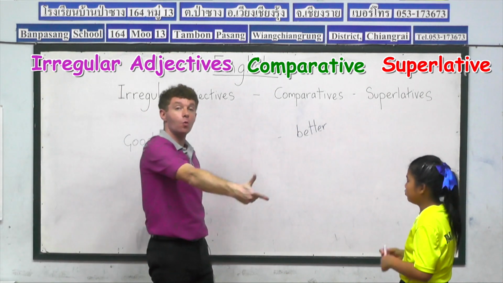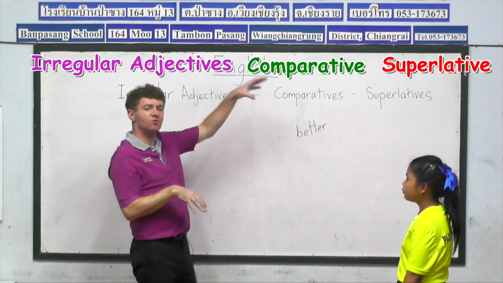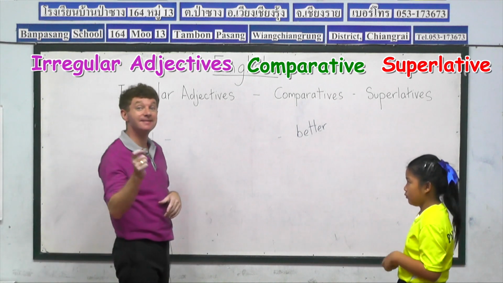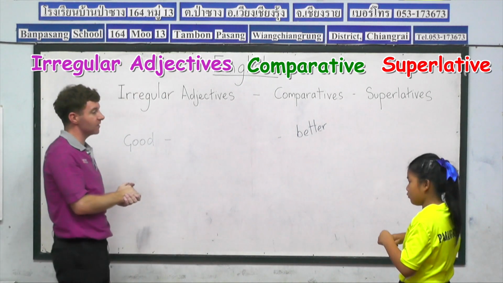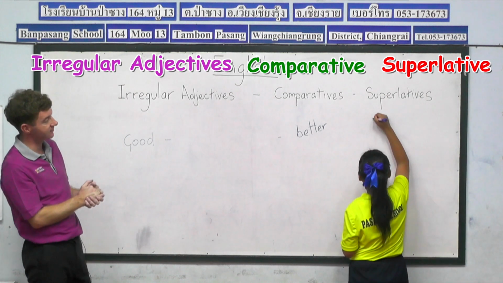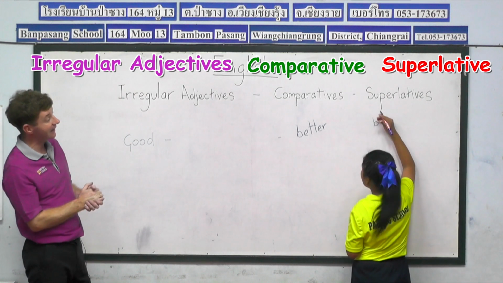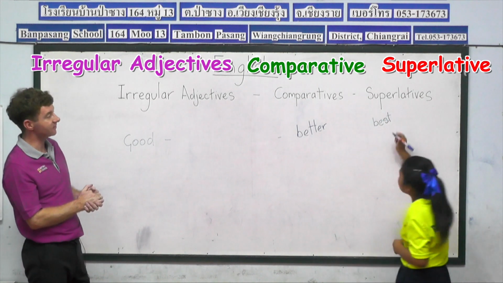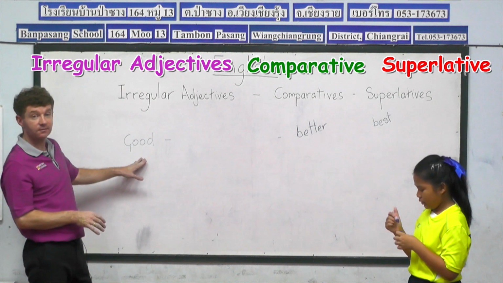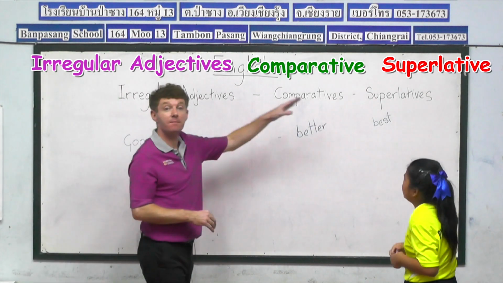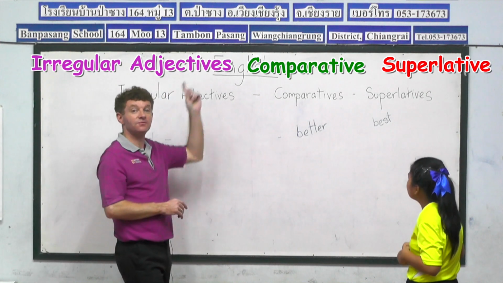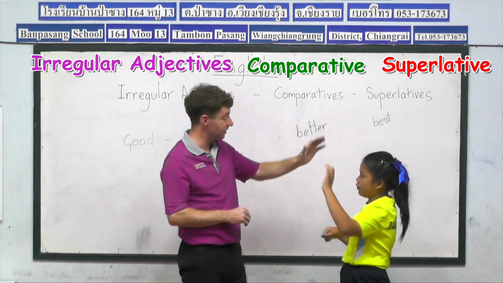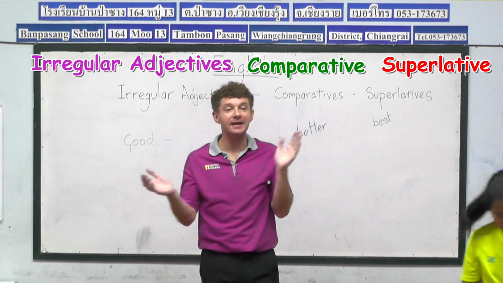But then if we want to go one step further, how do we change it to the superlative? The best. Yes, we can say the best. So Lakau, can you demonstrate how to write and spell best? B-E-S-T. Excellent. So we go good, better, best. Adjective, comparative, superlative. Lakau, that was excellent. Very well done. High five and a big round of applause for Lakau, guys.